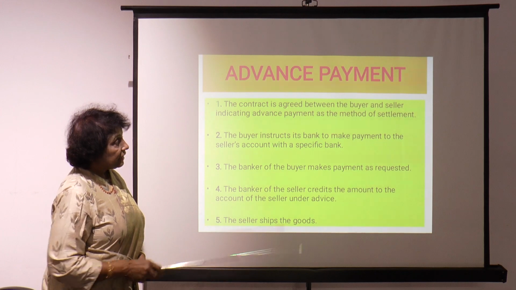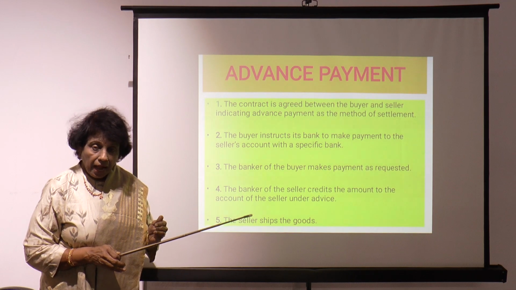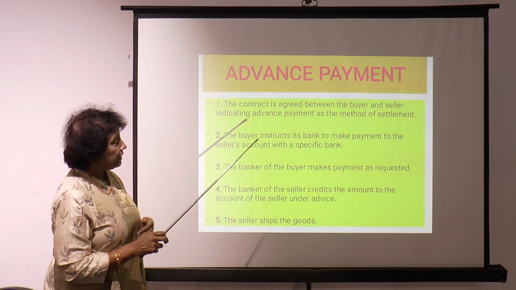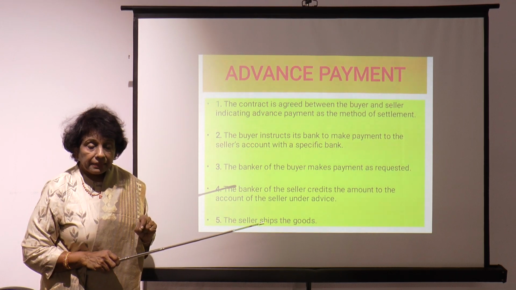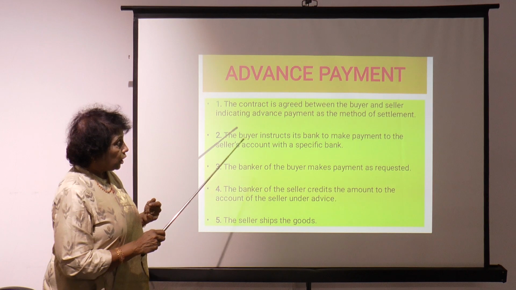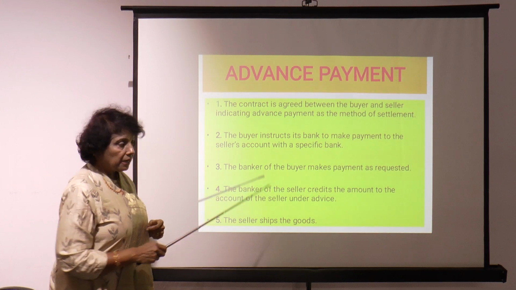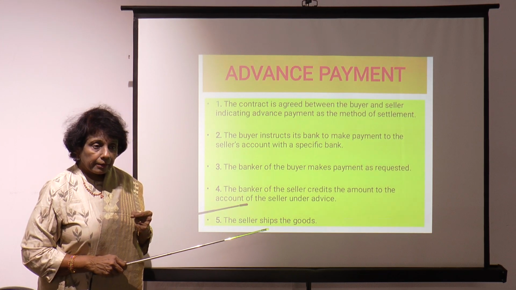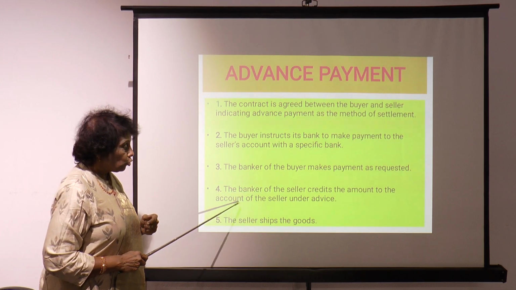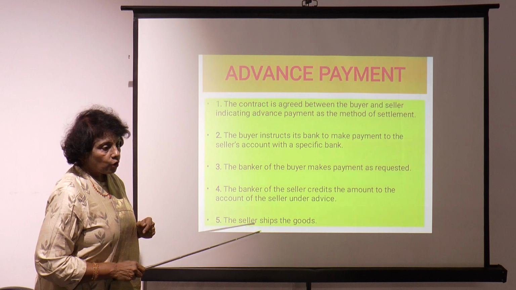So the contract is agreed. How does advance payment happen? The contract is agreed between the buyer and the seller, indicating advance payment as the method of settlement. The buyer instructs his bank to make payment to the seller's account with a specific bank. So the banker of the buyer makes payment as requested by the buyer. The banker of the seller credits the amount to the account of the seller under advice. The seller ships the goods.